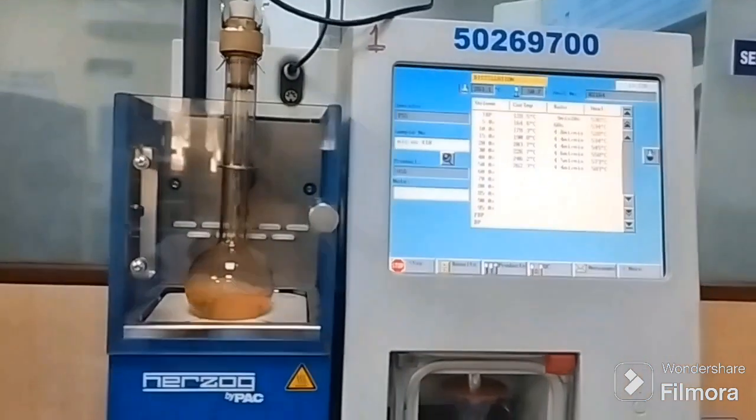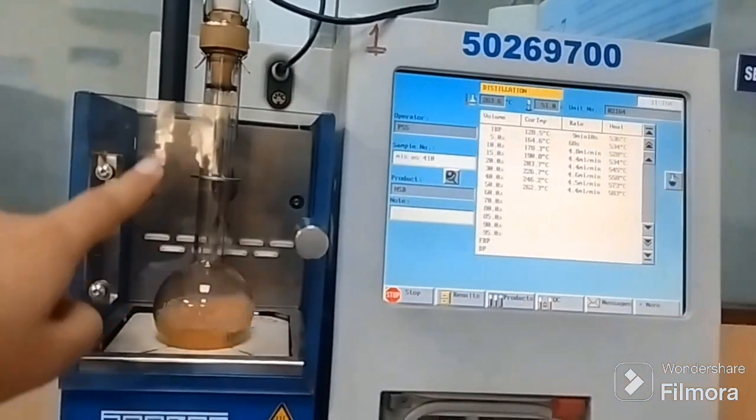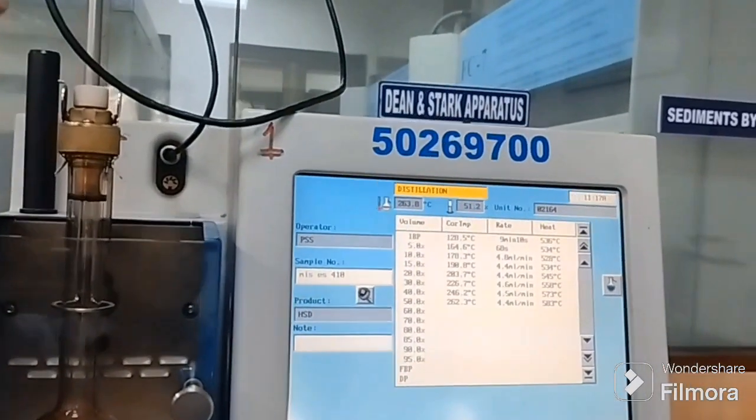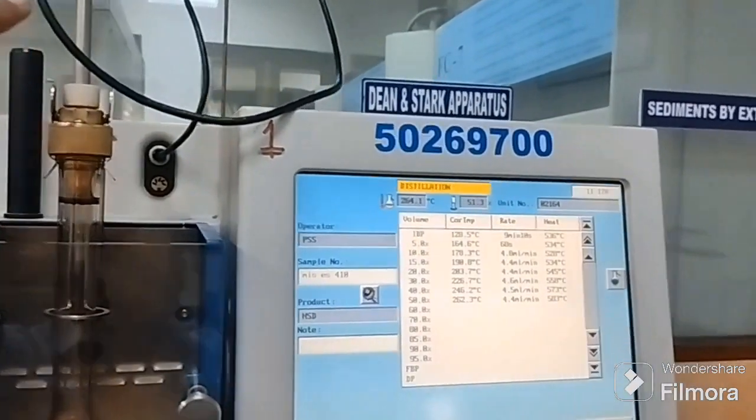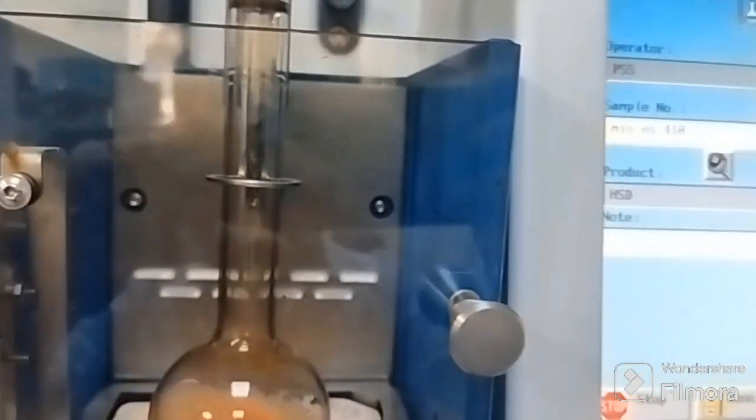So as you can see, we have this distillation flask right in front of us. So this is the distillation flask. Where I'm pointing currently is the PT100 sensor, which is used for the temperature measurement of the vapor, and here we have the temperature probe right in the center of the distillation flask.